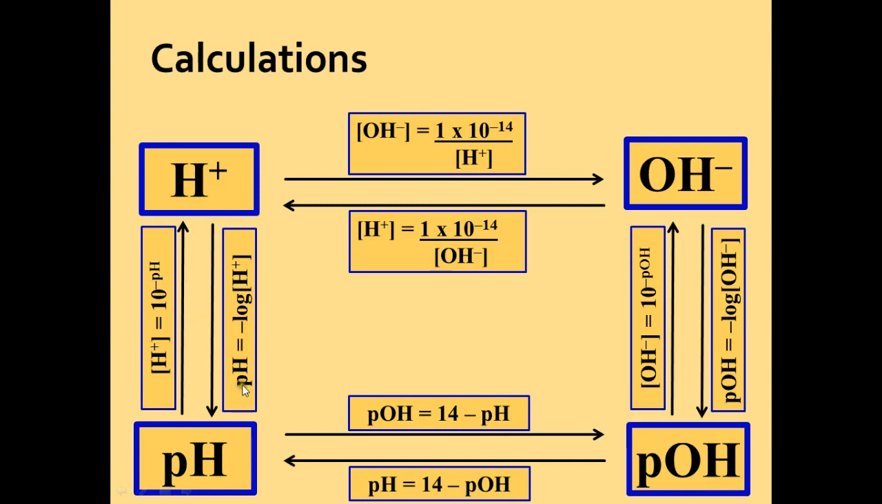Then remember, concentration is just 10 to the negative pH or 10 to the negative pOH. And then remember, negative log of the concentration is always pH, and negative log of the OH concentration is also pOH. And just know that they both multiply to 1 times 10 to the negative 14th. So if you divide 1 times 10 to the negative 14th by the concentration you have, you'll get the other one.